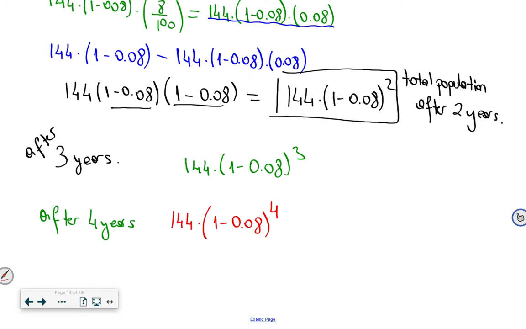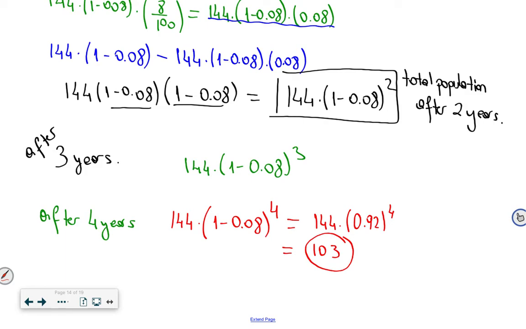So if you calculate this, you are going to find that, ladies and gentlemen, 144 times 1 minus 0.08 is 0.92 to the power 4, which is equal to 144 times 0.92 to the power 4, which is equal to approximately 103. This is going to be the total population of pika after 4 years.